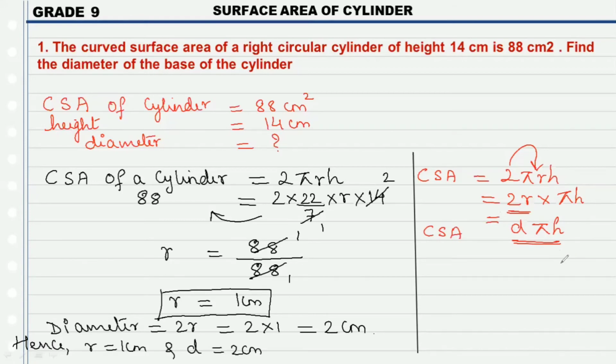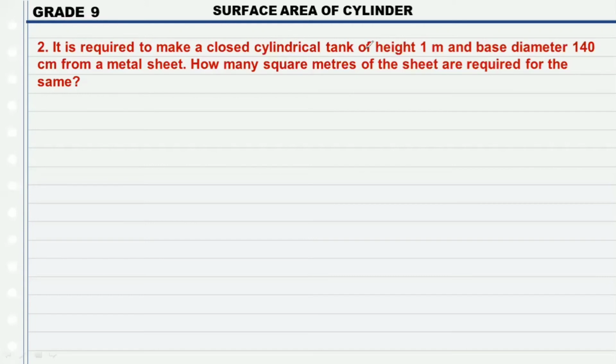I hope students you all are clear. Take a pause and make the notes of the same. And then we'll continue with our next question. In the second question, it says it is required to make a closed cylindrical tank of height 1 meter and base diameter is given as 140 centimeter from a metal sheet. How many square meters of the sheet are required for the same?